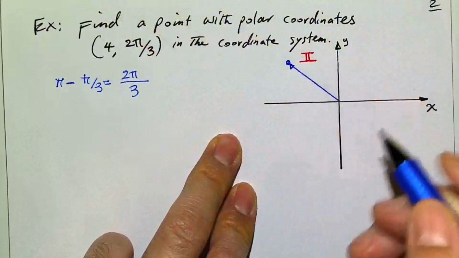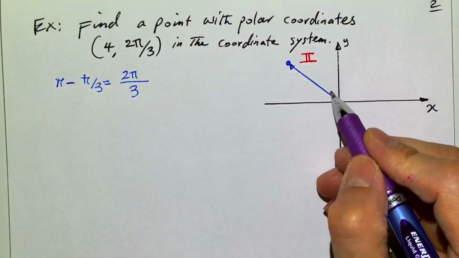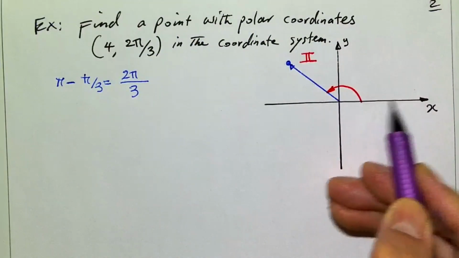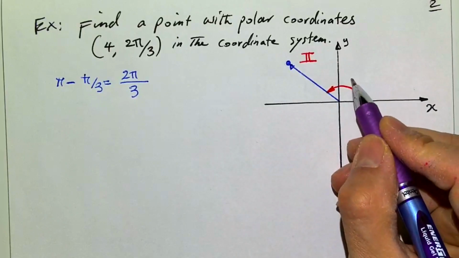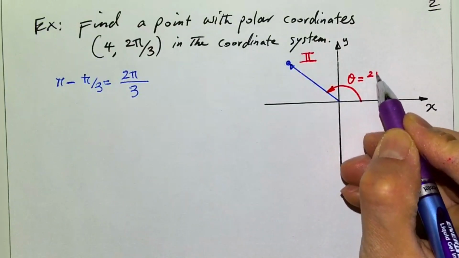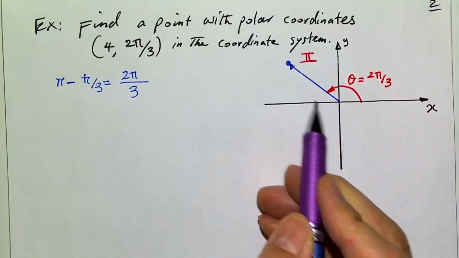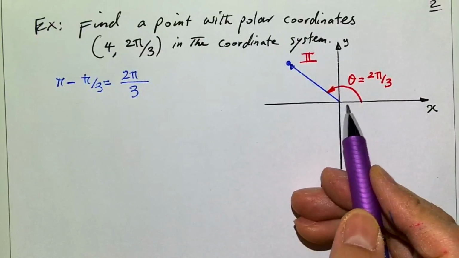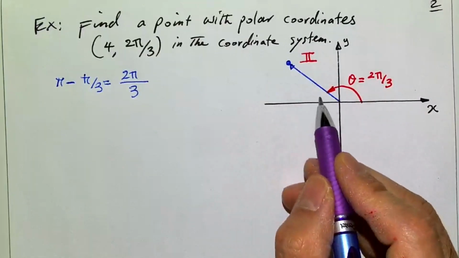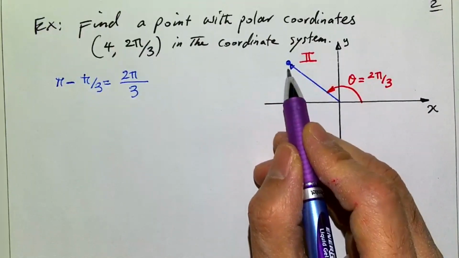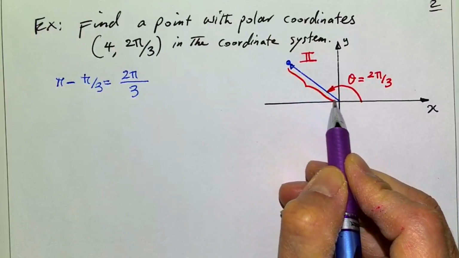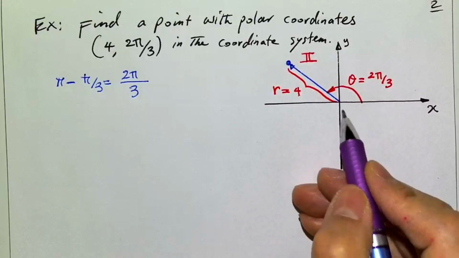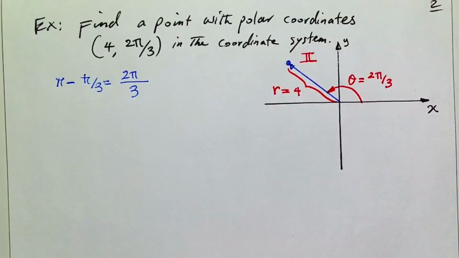So if we are here, then theta would be that angle from the positive side of the x-axis to the terminal side. This is theta equals 2 pi over 3, and then this distance would have to be 4 units from the pole. It could be any units, but let's just say r is equal to 4, and it's that distance from the pole to the point.